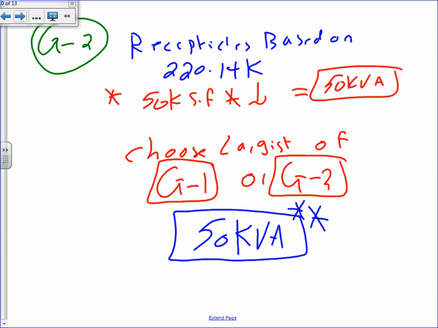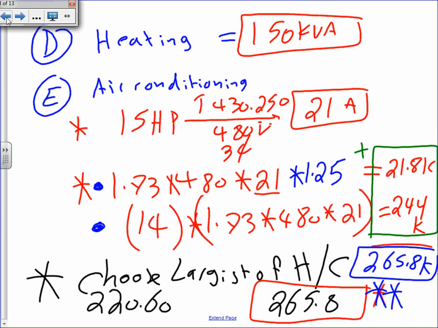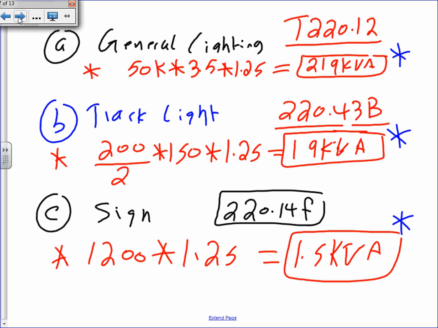Almost done. Okay, so these are all the loads that we have. The next step, guys, is the building demand load. They ask you about the building demand load, which is basically you're going to go back and add all the stuff. So you start here. We're going to add all the stuff that we put the asterisk next to.